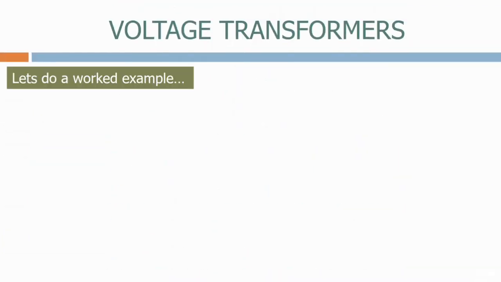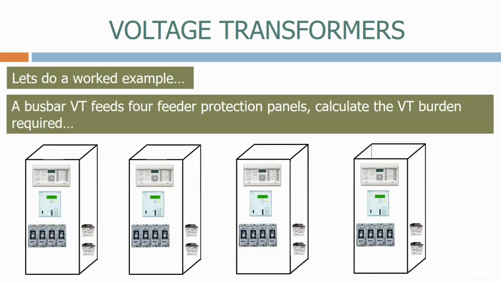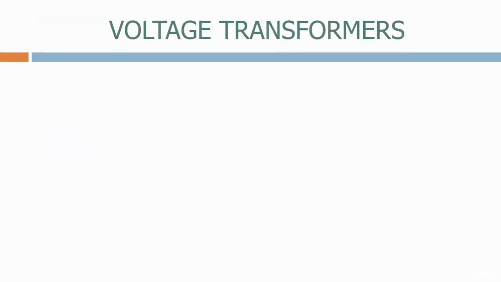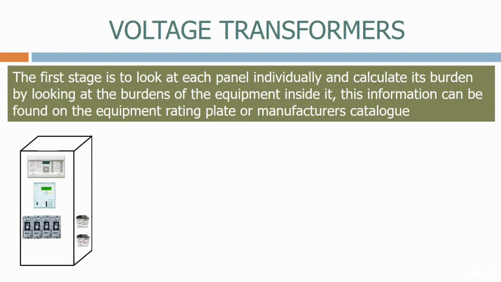Let's do a worked example. A busbar VT feeds 4 feeder protection panels. Calculate the VT burden required. The first stage is to look at each panel individually and calculate its burden by looking at the burdens of the equipment inside it. This information can be found on the equipment rating plate or manufacturer's catalogue.